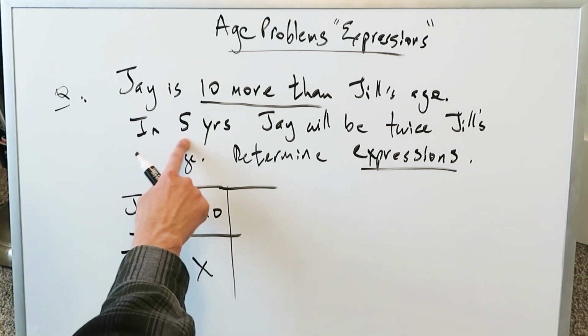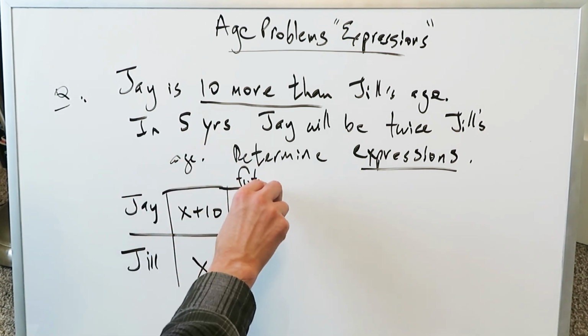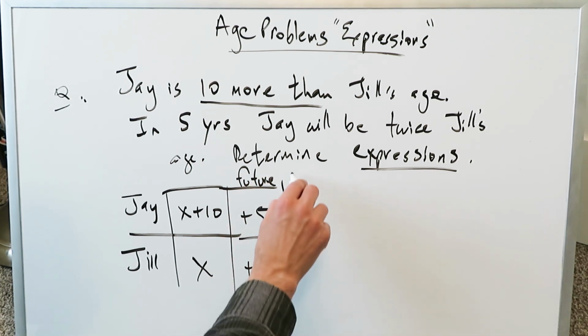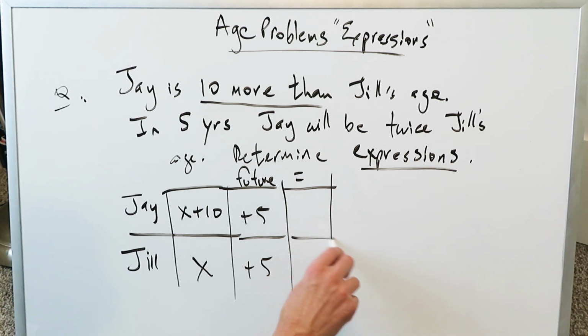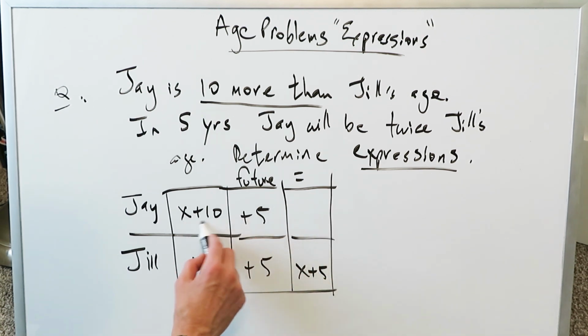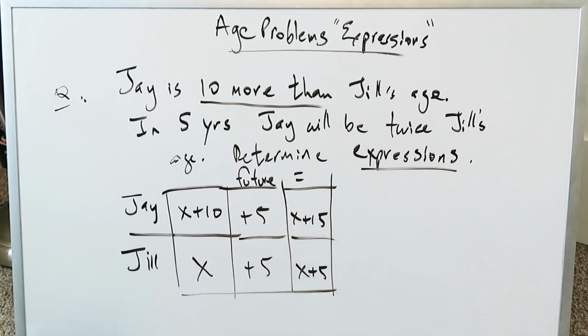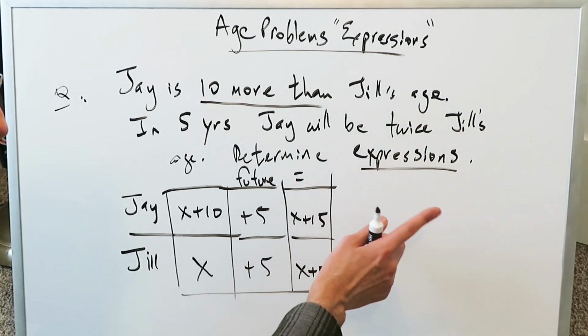Now let's talk about this. In 5 years, you're looking here in the future, but that means a 5 plus a 5. And then we do an equal column here, which gives an idea of what we are looking at in terms of expressions. We have x plus 5, and then we have x plus 10 plus 5, which is x plus 15.